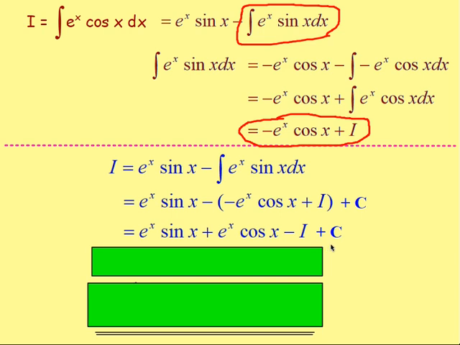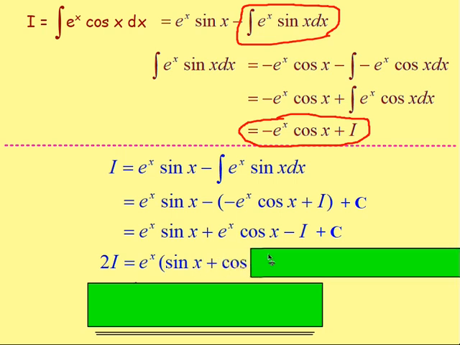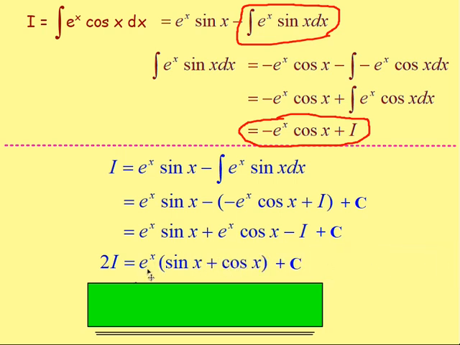What we need to do next, though, is we need to think, right, well, the integral that we started with is equal to e to the power of x times sine x plus e to the power of x times cos x minus the integral plus c. So what you need to do is take your I's over to one side. If you add I to both sides, you will end up with 2I equals, and we've still got e to the power of x sine x plus e to the power of x cos x. And if you take out e to the x as a common factor, you'd have e to the power of x times sine x plus cos x.